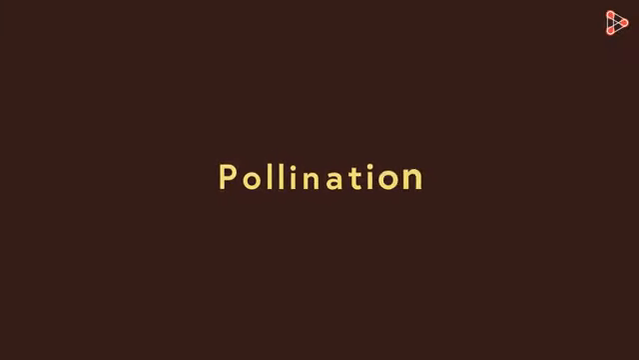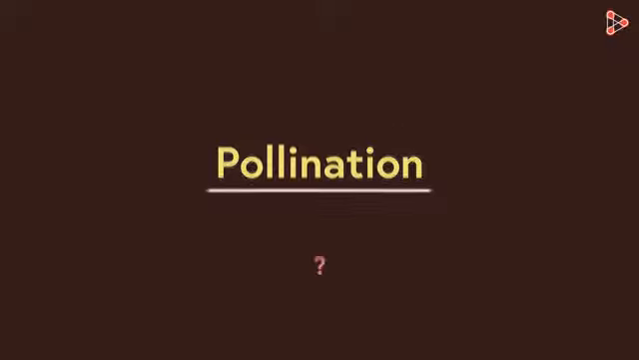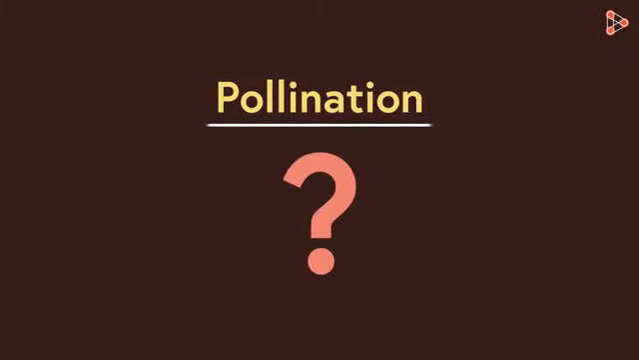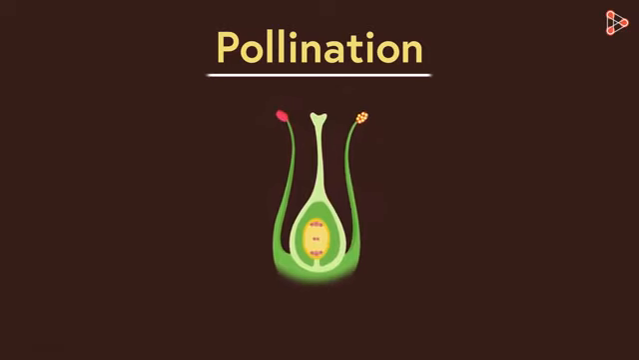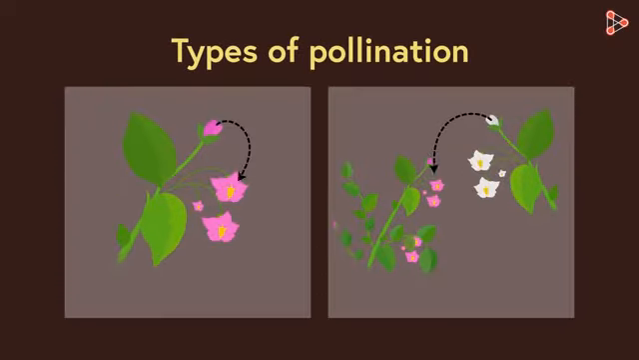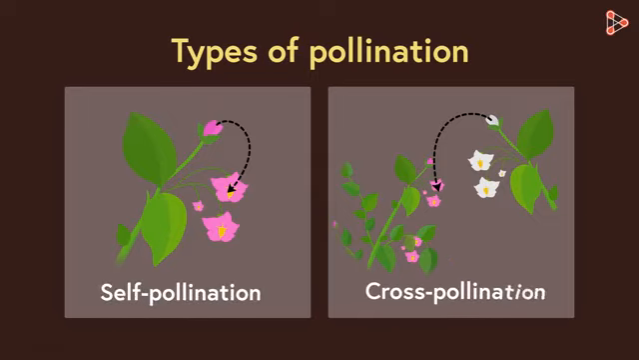In the previous video, we have taken a look at the process of pollination. Can you recall the process? This process occurs in flowering plants. The pollen grains are transferred from the anther to the stigma of the same or a different flower. We have also taken a look at the different types of pollination: self-pollination and cross-pollination.